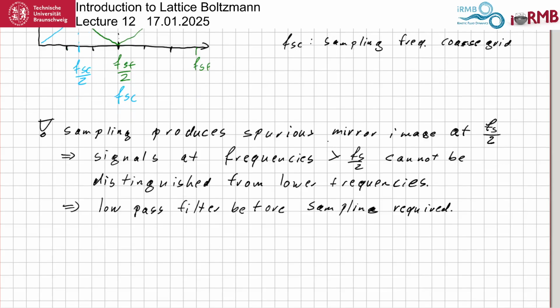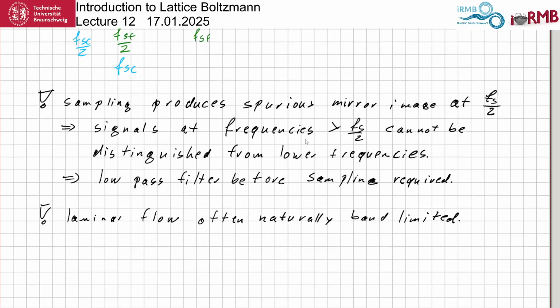The other thing that I've said is that laminar flow is often naturally band limited, so that with laminar flow this may actually work without you thinking, which is dangerous, because if something works sometimes, you always have some hope that it is the right way. So it's sometimes better that things don't work at all.